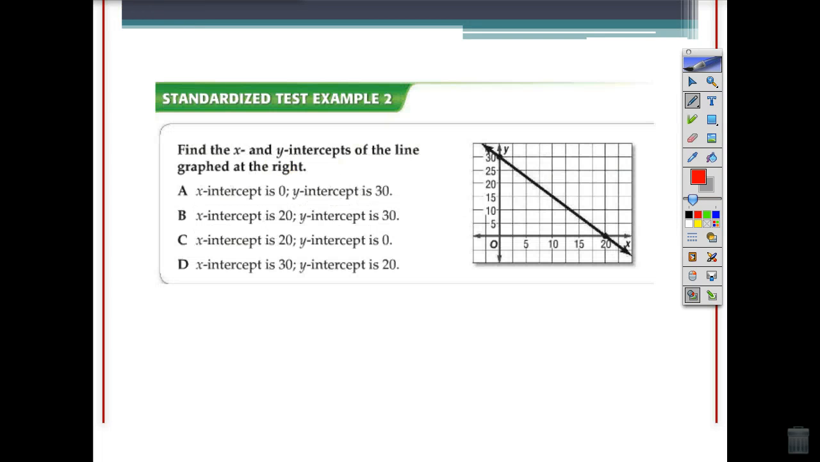So here is a standardized type of example. Find the x and y intercepts of the line graphed at the right. The x-intercept is where it meets on the x, so it's 20. And the y-intercept is where it meets on the y, and that's 30. So the x-intercept is 20, between these two, and the y-intercept is 30. It's this one, so B must be your answer.